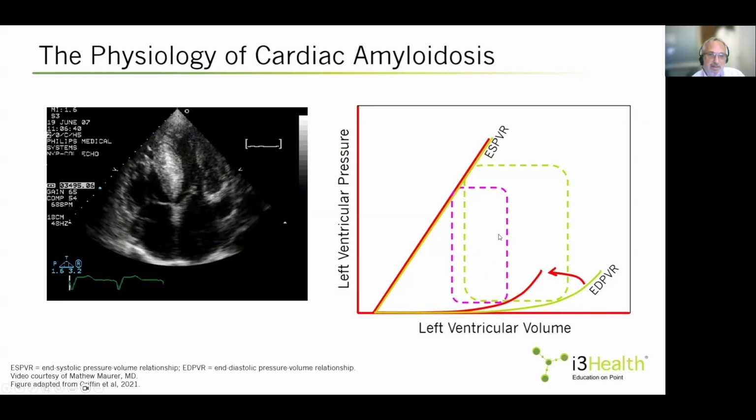The body doesn't like that. The low stroke volume wants a better cardiac output, so it increases the pressure inside the left ventricle to try to normalize or increase the stroke volume, though it still remains less than normal. And often these patients have heart failure with preserved EF and a relatively normal or low blood pressure.